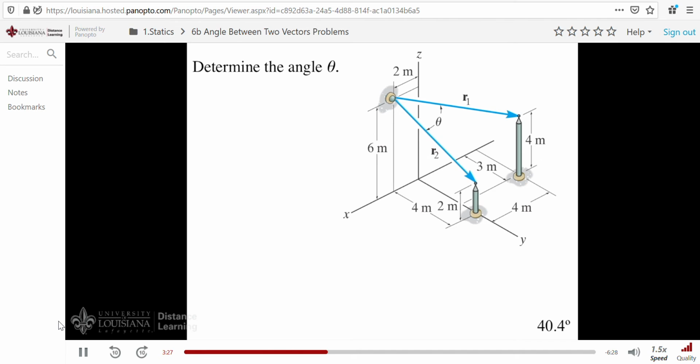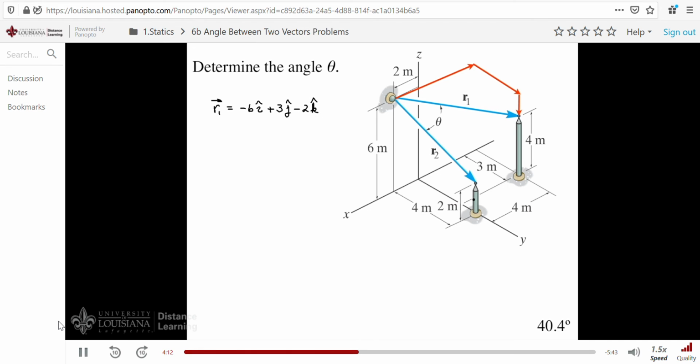Now we'll do a second problem, which is very similar to the first one. We want to find the angle theta here between r1 and r2. To do it, of course, we have to express each of these vectors in Cartesian form. We'll begin with r1. It has components along the x-axis, the y-axis, and of course the z-axis. So r1 as a Cartesian vector is equal to minus 6i. We also have plus 3j. And finally, minus 2k.